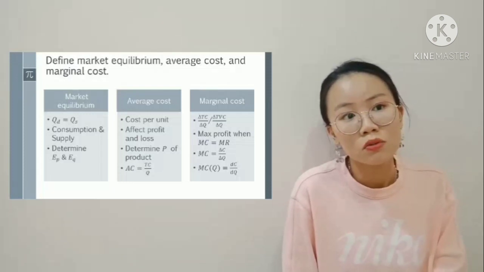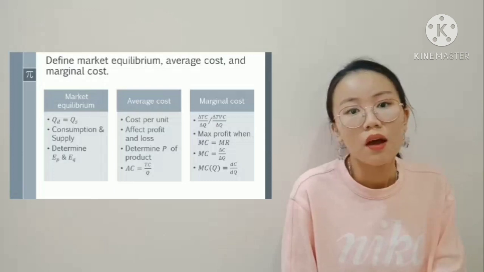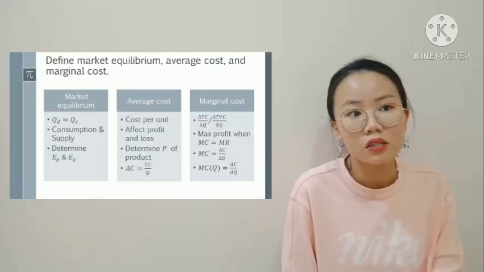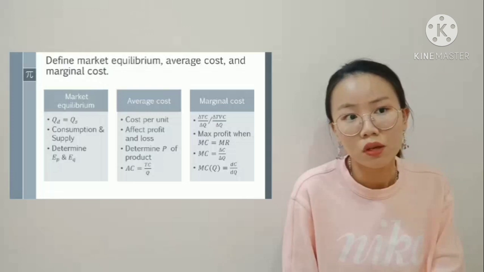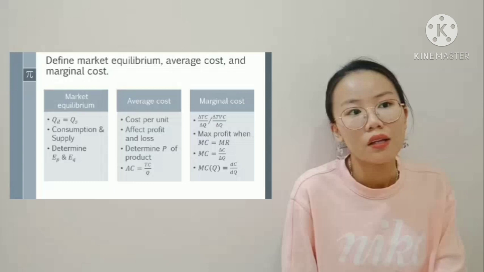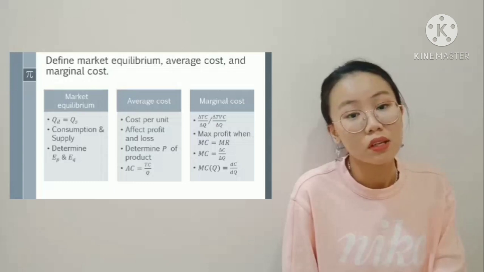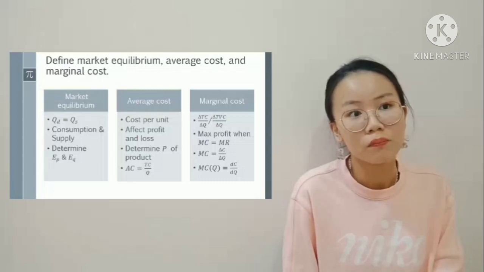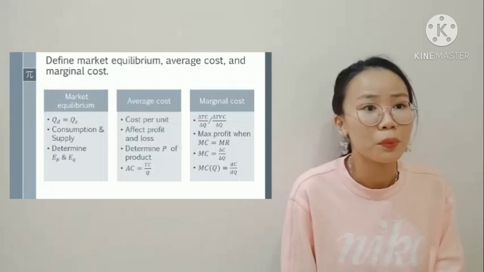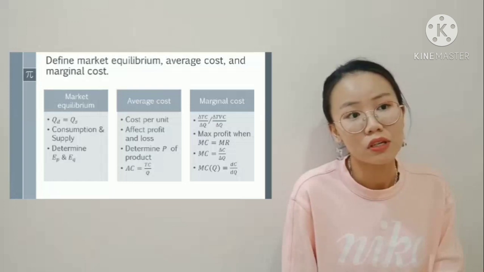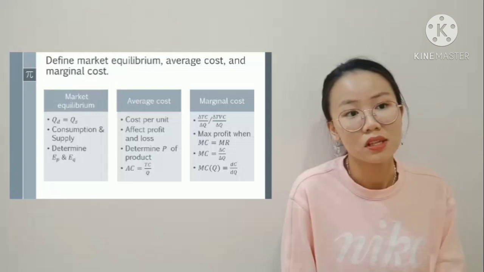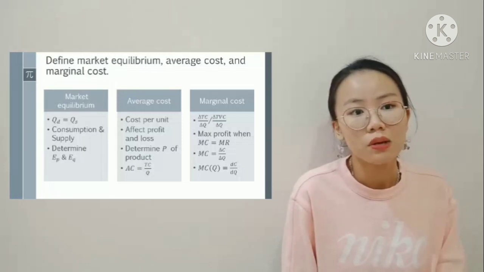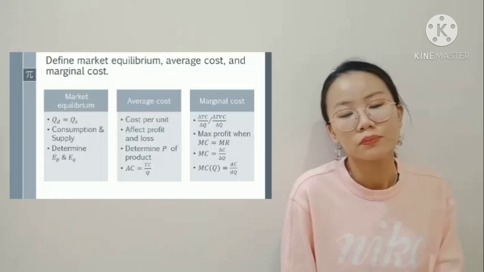Average cost is also known as per unit total cost. Average cost is defined as the total cost per unit of output. It calculates the average cost of each unit produced. It is important for a firm to calculate the average cost as it affects the profit and losses of the firm. The firm will determine their product pricing by referring to the average cost. The formula to calculate average cost is as shown in the slide here: total cost divided by the quantity of the product produced.